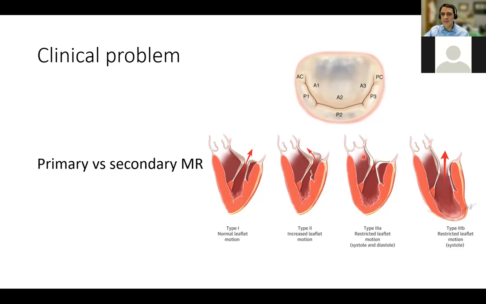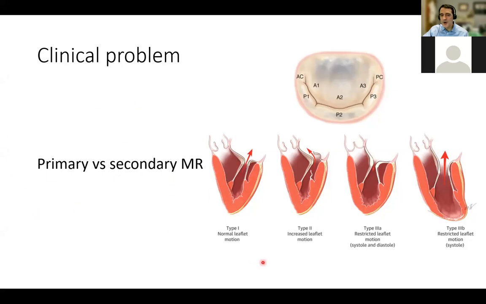Primary means there's something wrong with the valve itself, the leaflets, the chordae, or any of those things, while secondary is really a problem with the muscle or the attachments around the valve that have dilated or changed or are pulling on the valve itself, but the actual valve is normal. So this is an important distinction.